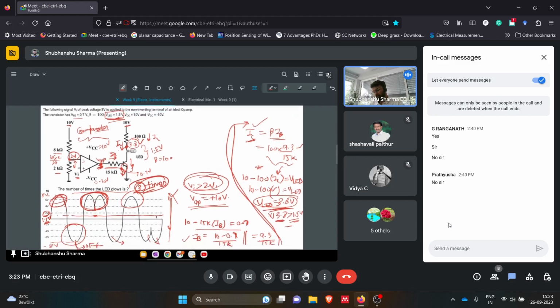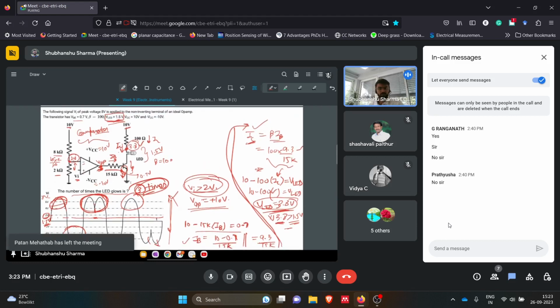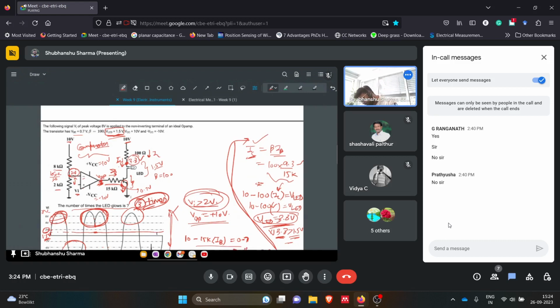You should be clear about the basic equations of the transistor. That is the first thing. Second, if an op amp is given to you, you should look for whether any feedback is given. If not, then it is definitely acting as a comparator. Third, if there is feedback, you have to see whether it is negative or positive feedback. If it is negative, use your virtual short concepts. If it is positive feedback, go for Schmitt trigger concepts. Okay, so that is important.